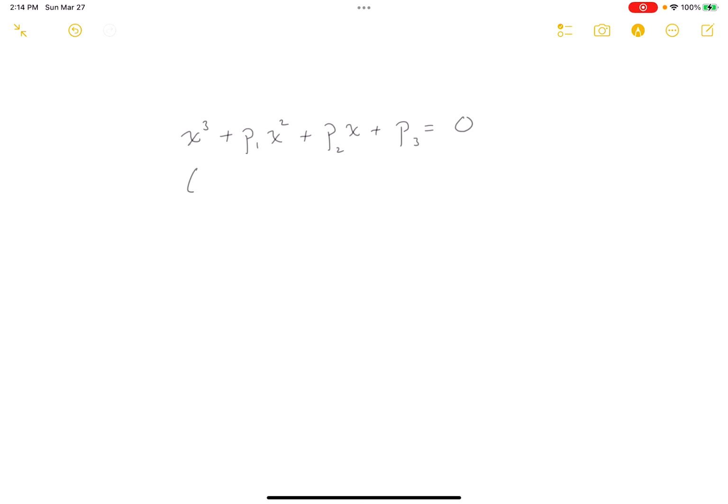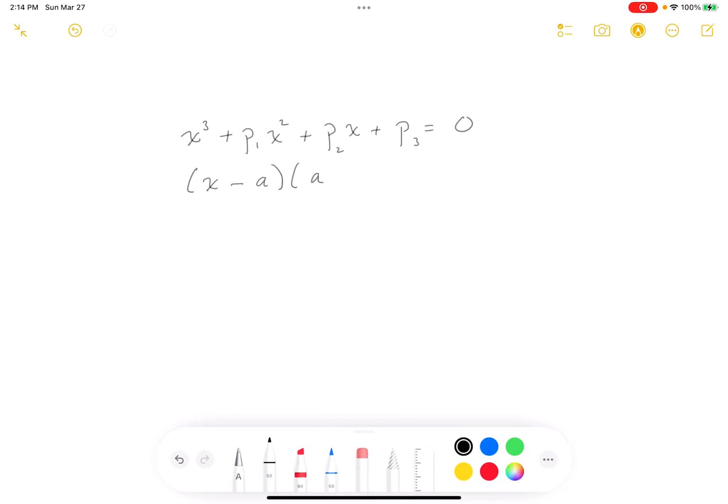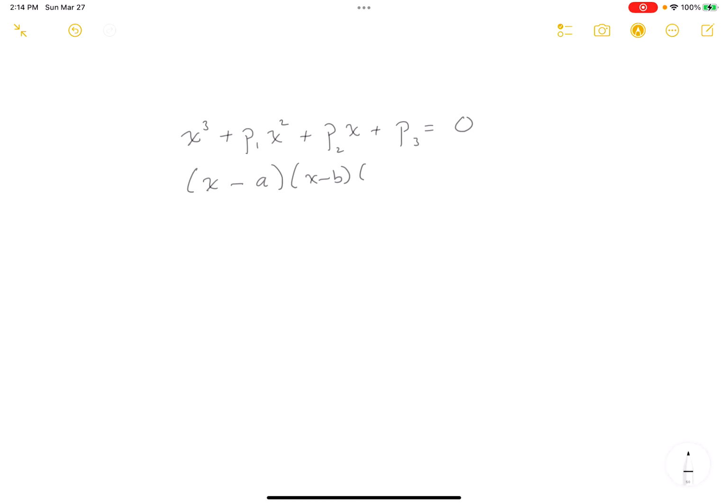So let me write that down. It looks like this over here, x minus a. They said a was a root. They said b was a root. So that's going to be x minus b. And they said c was a root. Okay? Then what I'm going to do is I'm going to expand it.